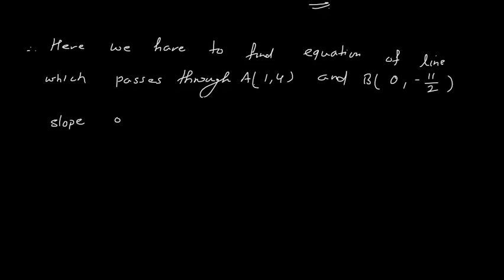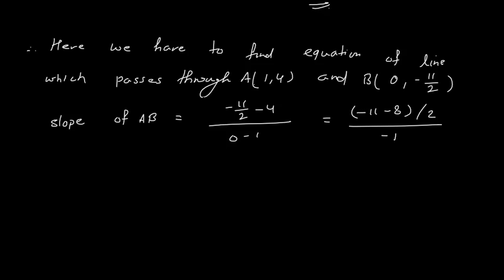So slope of AB, we can simply find slope of AB. Slope of AB is equal to minus 11 divided by 2 minus 4, whole divided by 0 minus 1. So this will become minus 11 divided by 2 minus 4, which is minus 11 minus 8, whole divided by 2, and the whole divided by minus 1. So this will become minus 19 divided by minus 2, and 19 upon 2, I can say. Okay. So this is slope of AB.